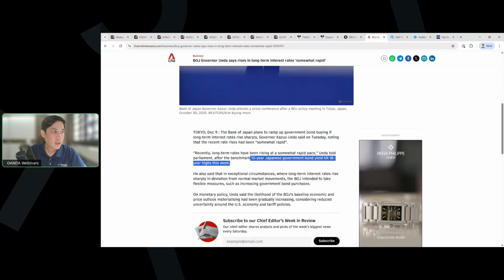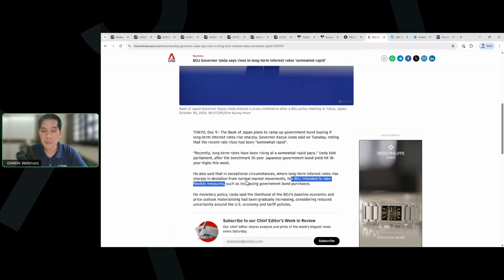After highlighting this rapid upward movement in the longer 10-year JGB yield, he mentioned that if longer-term interest rates rise sharply in deviation from normal market movements, the BOJ intended to take flexible measures. What I mean by flexible measures is that he could instruct the BOJ to start purchasing government bonds again. That ultra-dovish QE, we call it modified QE, is where the BOJ purchased bonds as well as stock-related ETFs in the Japanese stock market.